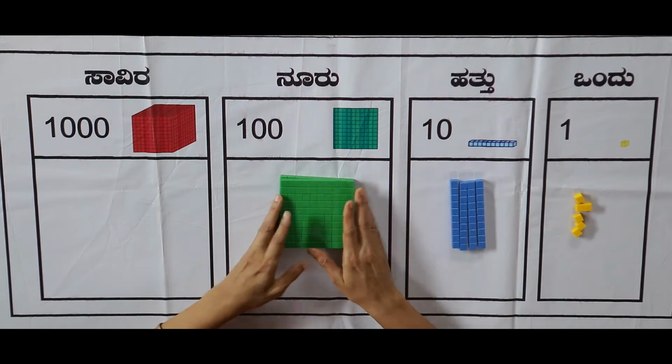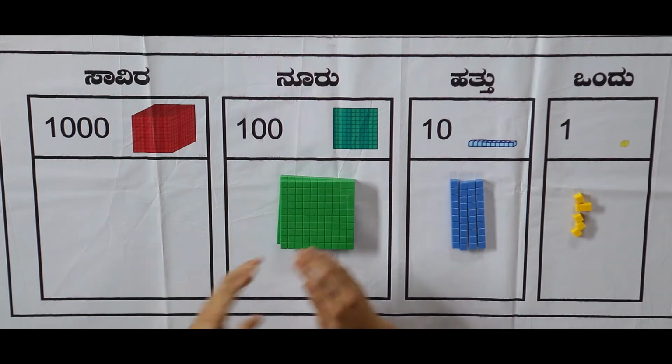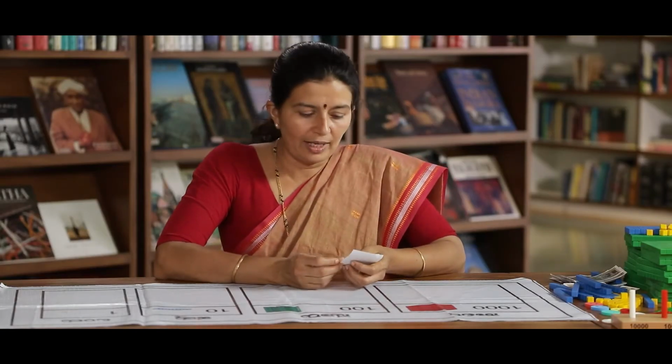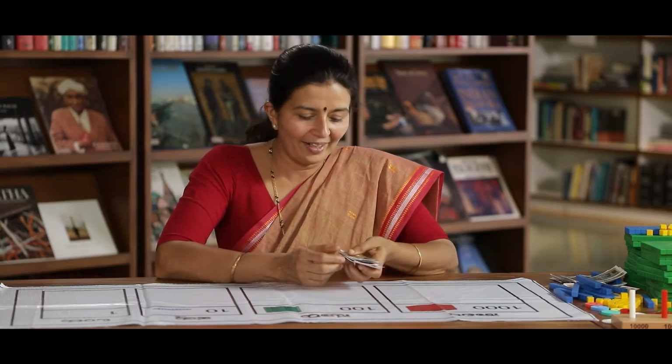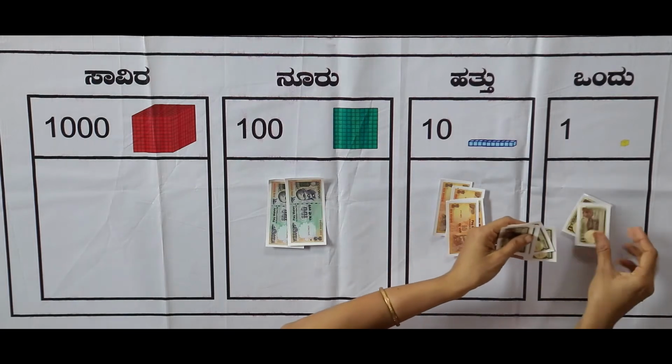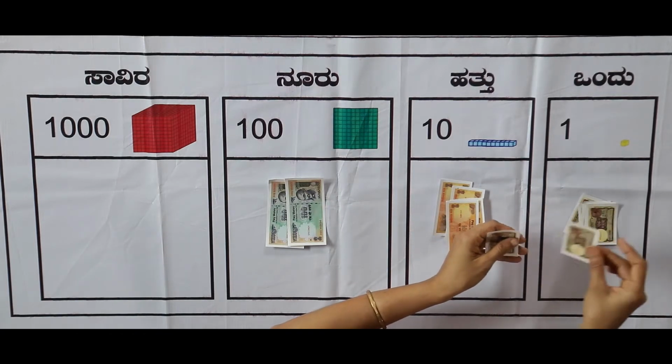Now, let us do the same activity using a different TLM. One more TLM. We have play money here. How to use play money and count? Let us see. 246. In play money, there is no confusion. Children love play money. 200 rupees, 40 rupees, 1, 2, 3, 4, 5, 6.